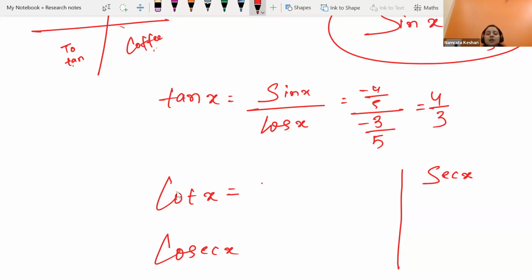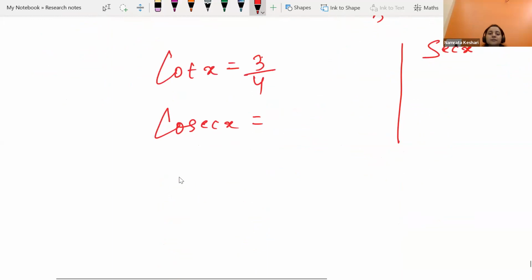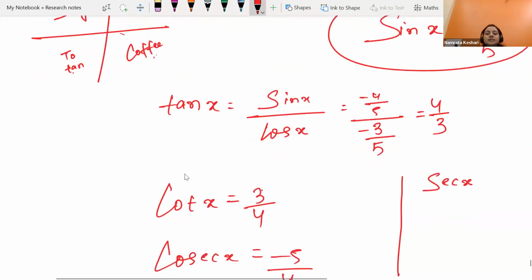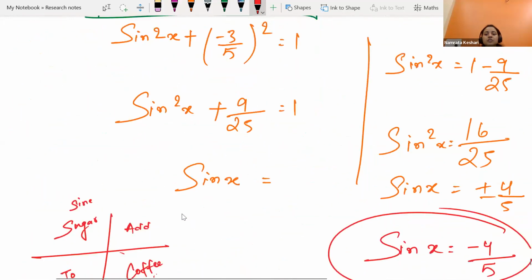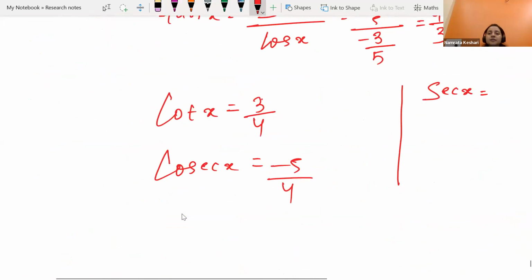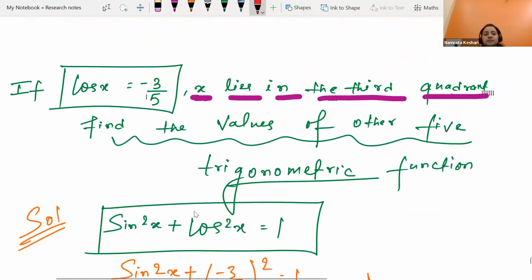If we know tan, then cot will be 3 by 4. Sine is minus 4 by 5, so cosec will be minus 5 by 4. And cos is minus 3 by 5, so sec will be minus 5 by 3. Yes or no? Yes, ma'am.